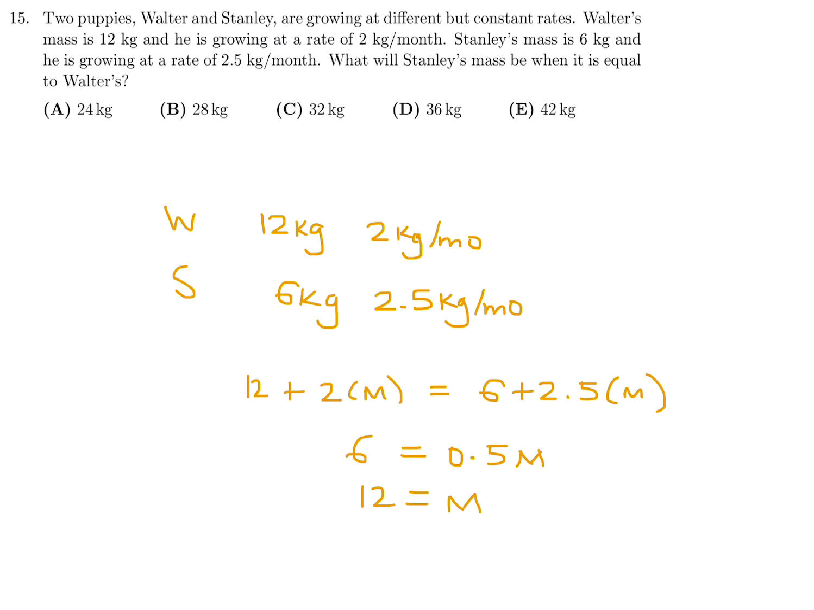When m does equal 12, they want you to figure out what is Stanley's mass. So Stanley will be 6 plus 2.5 times 12, and that is 6 plus 30, and that is 36. So number 15, the answer is D.